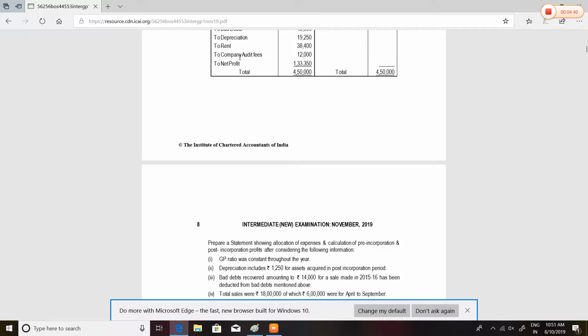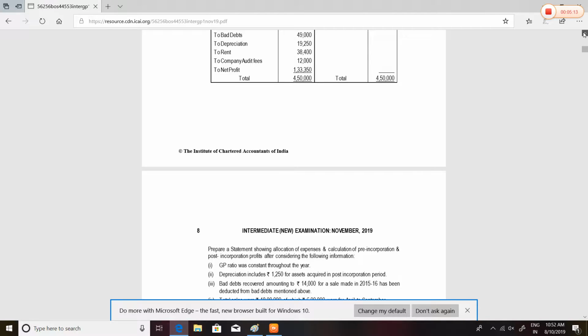What does the adjustment say? The adjustment says that GP ratio was constant throughout the year. Depreciation includes 1250 for assets acquired in post incorporation period. Bad debts recovered amounting to 14,000 for the sale made in 15-16 has been deducted from bad debts mentioned above. Total sales were 18 lakh, of which 6 lakhs were for April to September.